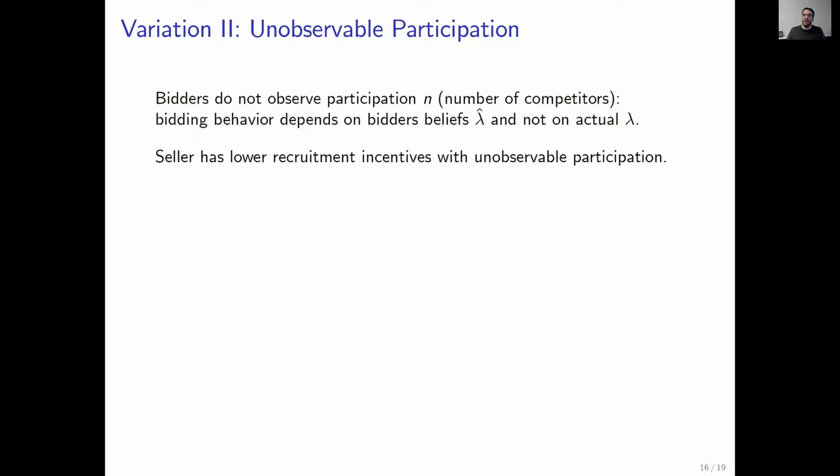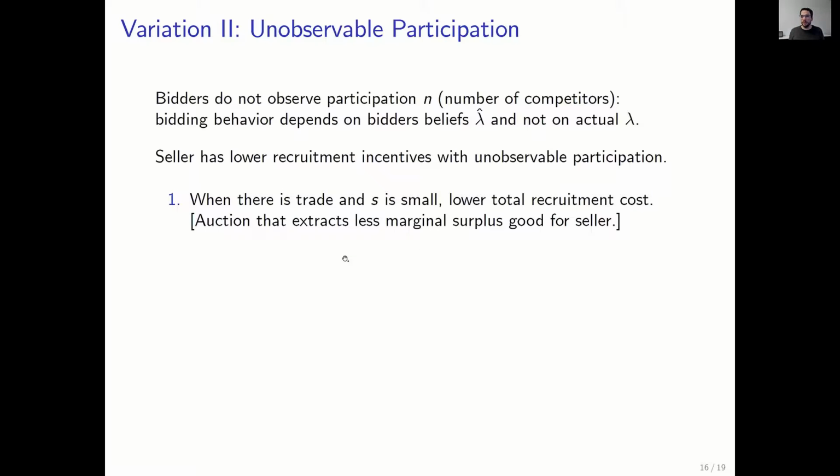The seller has an incentive to say, I've recruited many bidders, the bidders are participating, but then really recruit only few bidders because the seller cannot affect their bidding behavior anymore. And that has a few implications. So first, when there is trade and S is small, this is actually good for the seller. Not to have strong incentives to recruit bidders is a good thing. Why? Because we've seen that this implies lower total recruitment costs. So auctions that extract less margin surplus are good for the seller, for S being small.